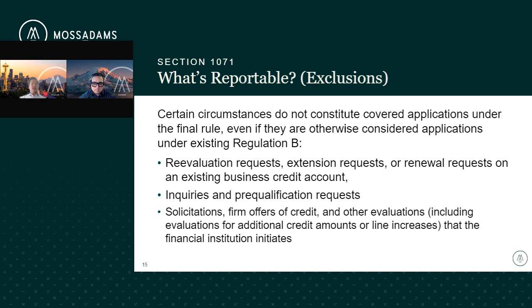Reevaluation requests, extension requests, or renewal requests on an existing business credit account, unless the request seeks additional credit amounts or a line increase. Let me just state that one more time so everyone gets that. Reevaluation requests, extension requests, and renewal requests on an existing business credit account are excluded. However, unless the request seeks additional credit amounts or a line increase, then that is included, right?